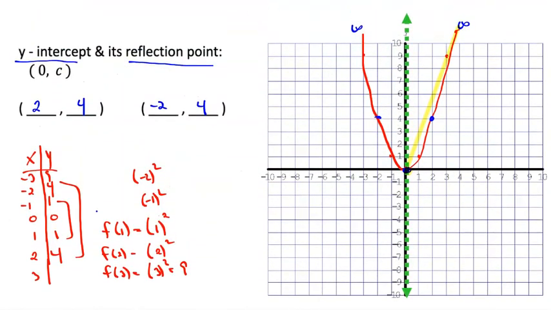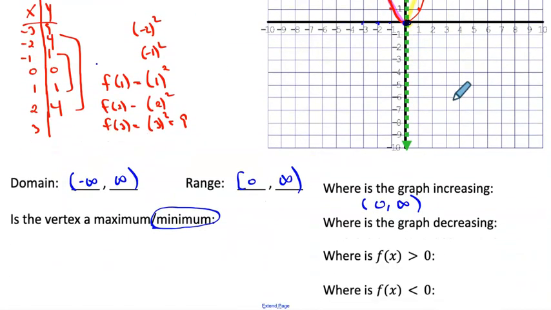Where is the graph decreasing? Well, if I'm reading this graph from left to right, I'm going to see that my graph here is going down as the x values get closer to 0. So here my x value was negative 3 and my y value was 9. Here my x value is negative 2, my y value is 4. So as my x values go from negative 3 to negative 2 to negative 1, my y values are just going down and down and down until I get to 0. So my graph is decreasing from negative infinity to 0.